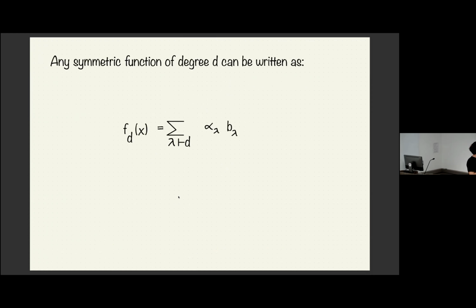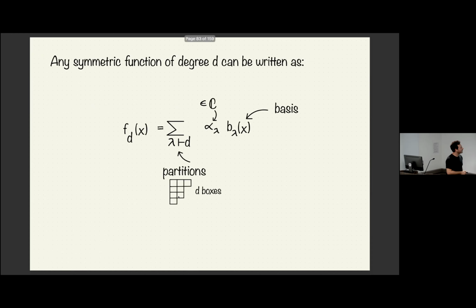Now the claim is that any symmetric function of degree d can always be written in a certain basis, which is labeled by partitions of d. Any symmetric function of degree d can be expressed in that basis as a linear superposition with some coefficients, which depend on what you're working over. Say you're working over the complex numbers, so these are complex coefficients. The sum is over all partitions of d. A different basis you can choose, but there are five canonical, famous bases.